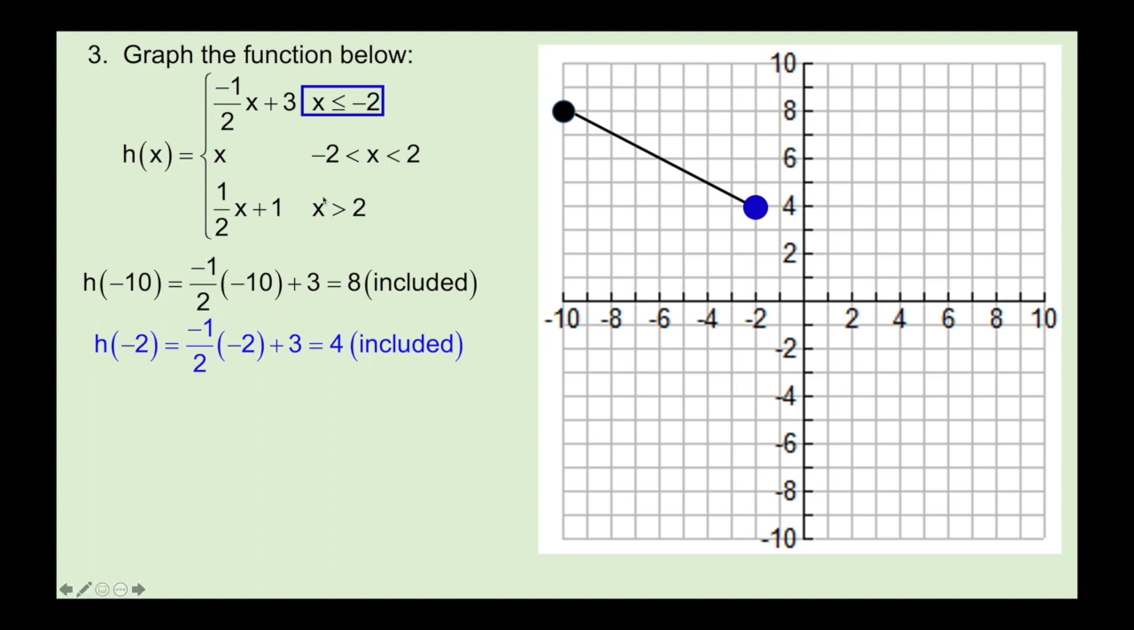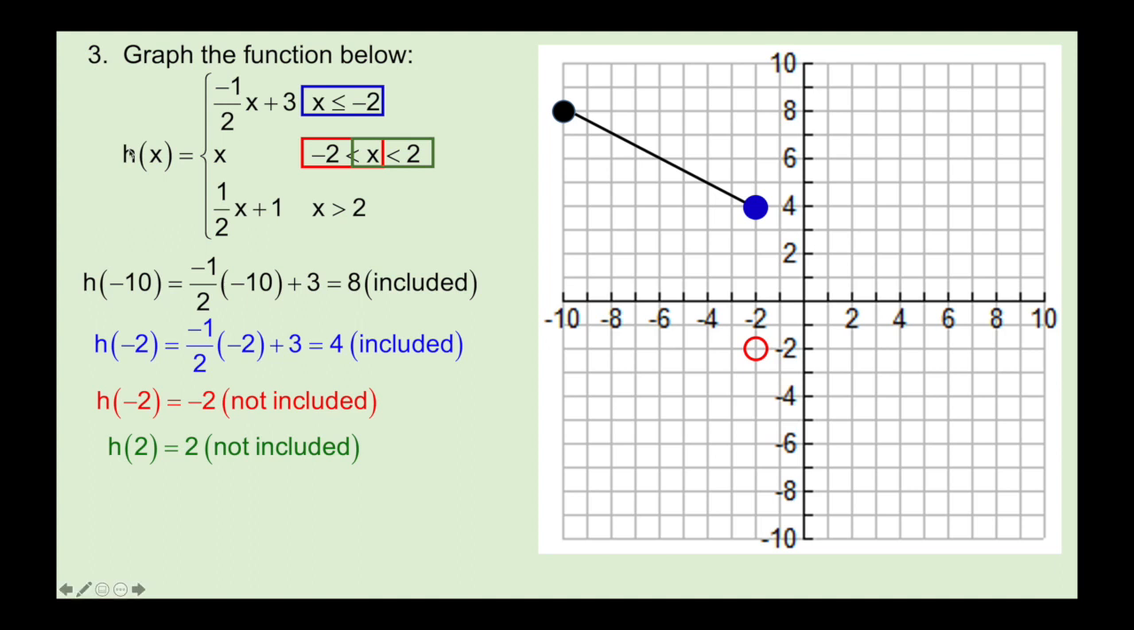My next region starts with negative 2 and ends with positive 2. When I plug that negative 2 in for x, it's just going to give me negative 2. It's not included, again, because it doesn't have an equal sign there. So I go to negative 2 and down to negative 2 and make that an open circle. Next, if I plug in where x is less than 2, again, that's just going to give me 2 when I plug it in for this function. So if I go to (2, 2), that would not be included because it doesn't have an equal sign. Now I can connect those 2 points.